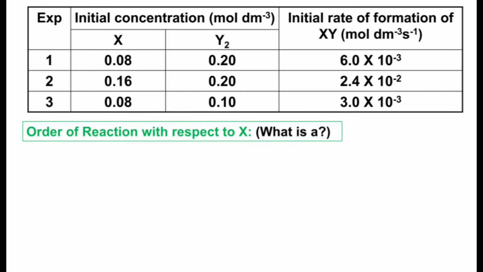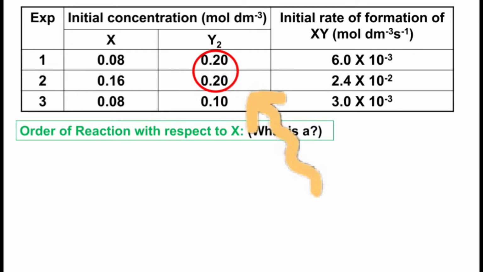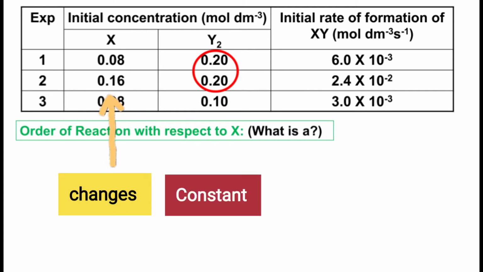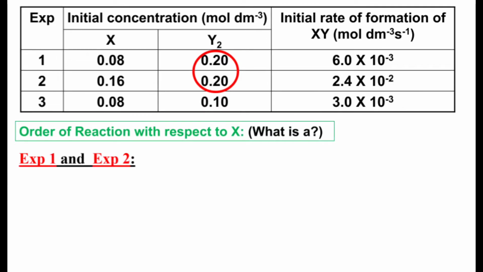So, what we need to do here is choose a pair of experiments where only one of the initial concentrations of the reactants changes, but the initial concentration of the other reactant is constant. Therefore, I need to choose the experiments where the concentration of X changes, but the concentration of Y2 remains the same, so that any change in the initial rate is obviously because of X. So, we compare experiment 1 and 2 to determine the value of a.